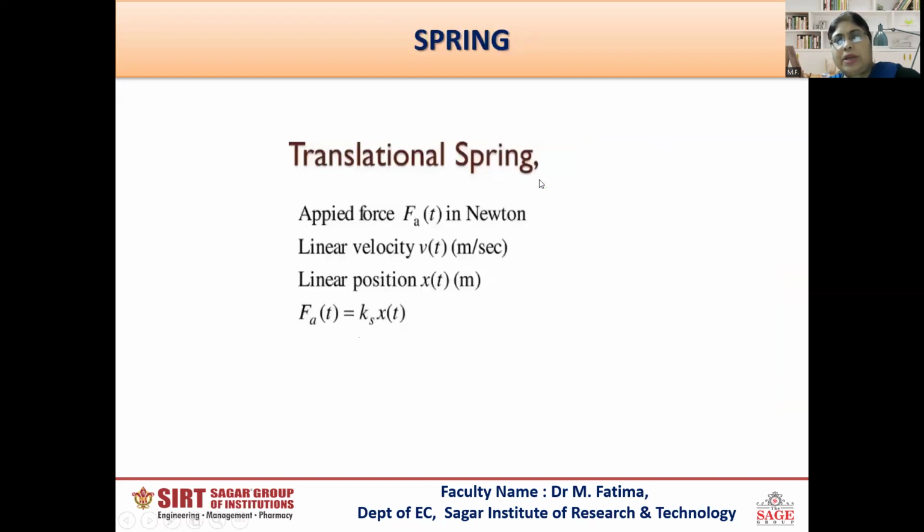Next is a spring. If the force is applied, this spring will also produce an opposite force called the spring force. And this is directly proportional to the displacement. So to remove the proportionality, a proportionality constant can be added. This is represented by K. So the spring force is equal to K into X.